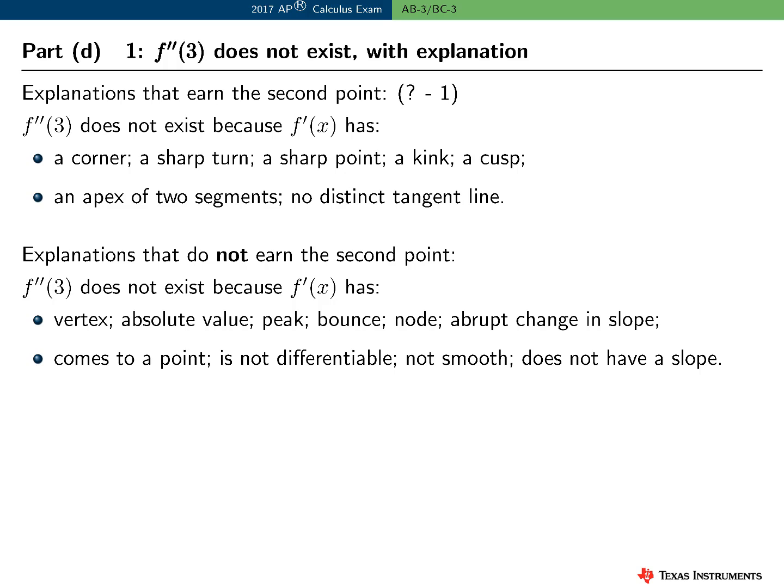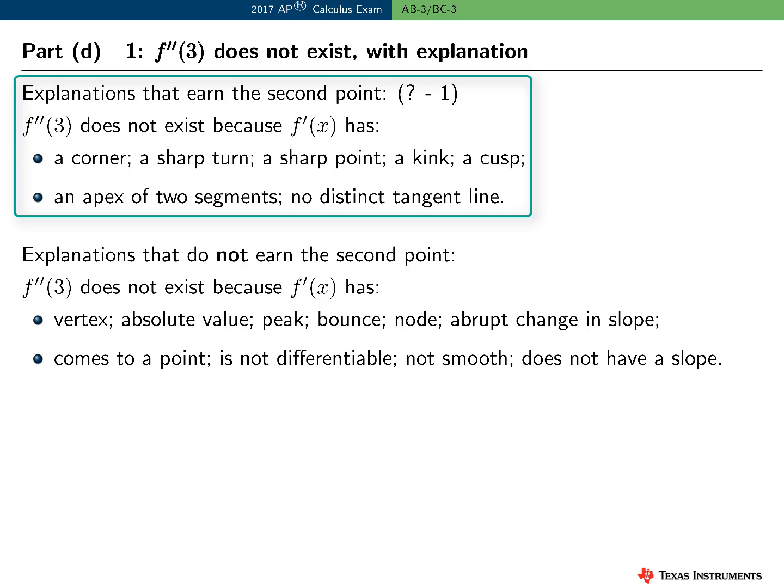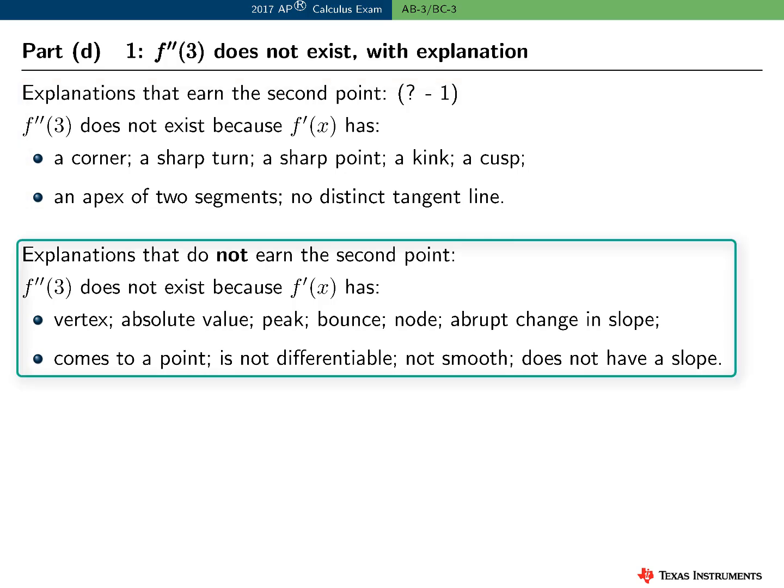Even though it's not written in the scoring guidelines, readers did award this point for some written as opposed to analytical explanations. Here are some examples of explanations that earn the second point. Students could say that f double prime of 3 doesn't exist because f prime has a corner or a sharp turn or a sharp point or a kink or a cusp. They could even say there was an apex of 2 segments there, or that there was no distinct tangent line. Now, there is some line in the sand.